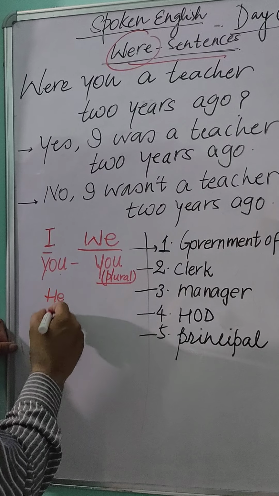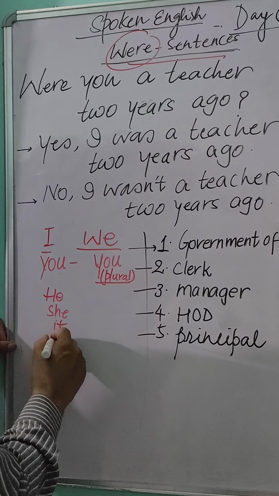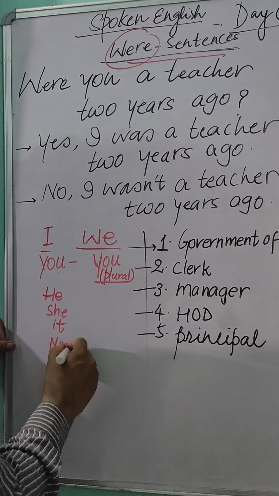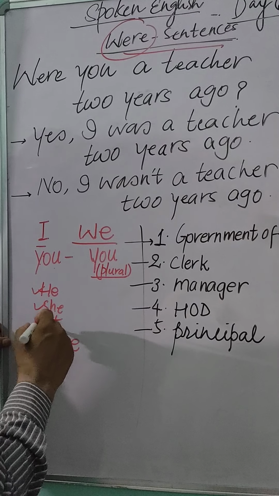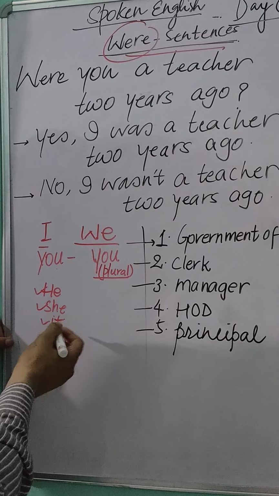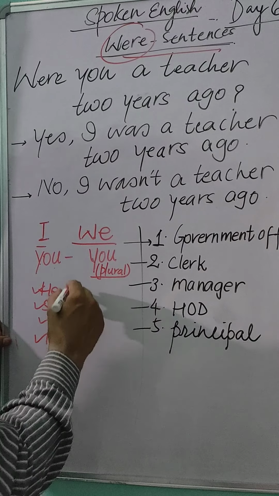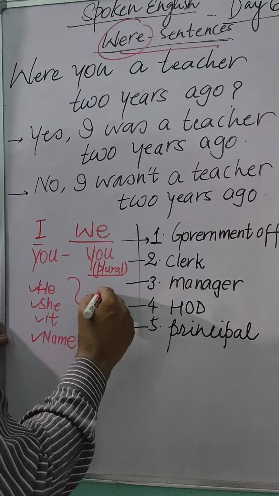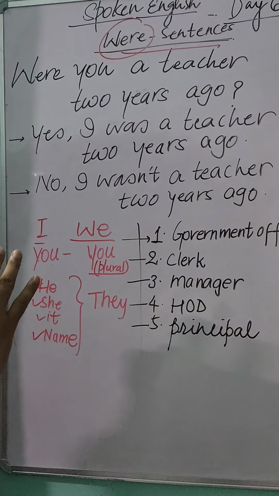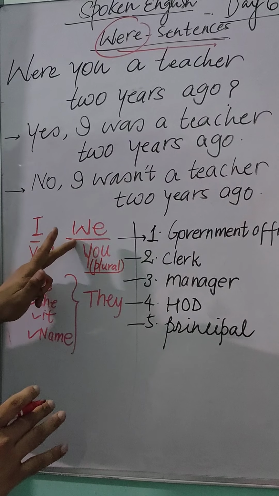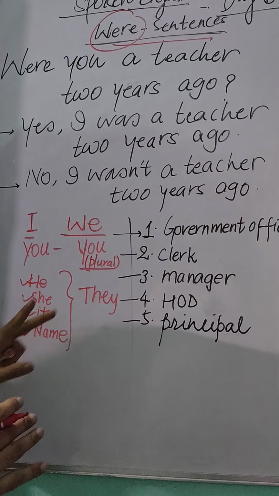The next word, third person singular number, we have he, she, it, and name. He is used for a boy, masculine, and she for feminine, it for neuter gender, for small birds and small animals also we can use it, and all the names in the world we can include into this. And the plural number is they, right? So we have subject pronouns I, we, you, he, she, it, name, and they.